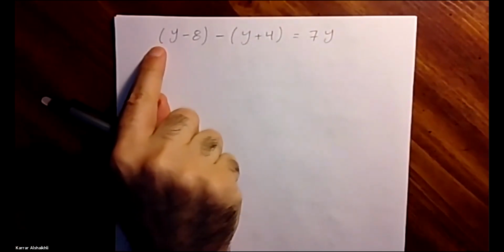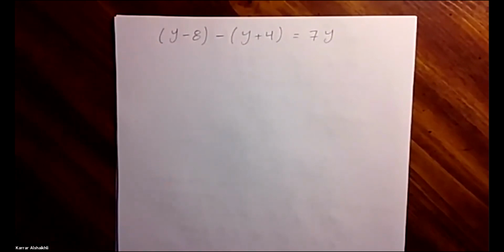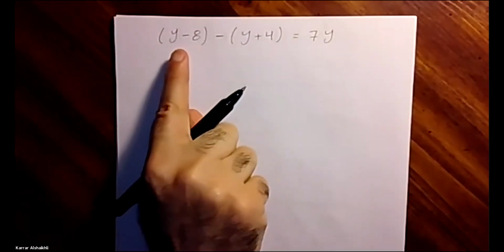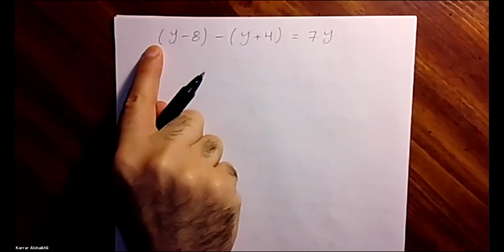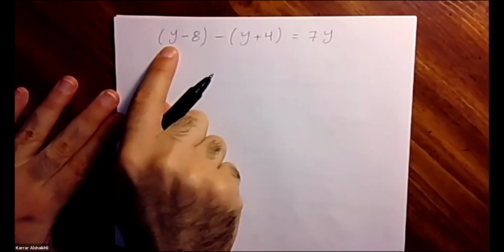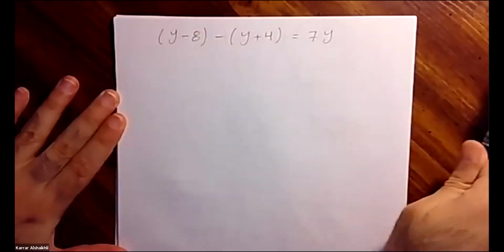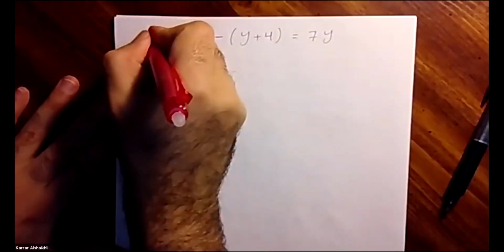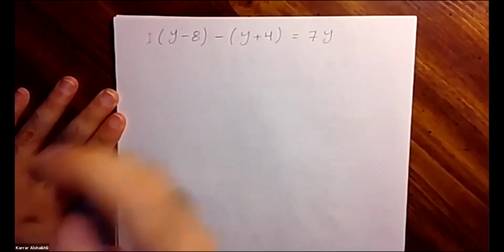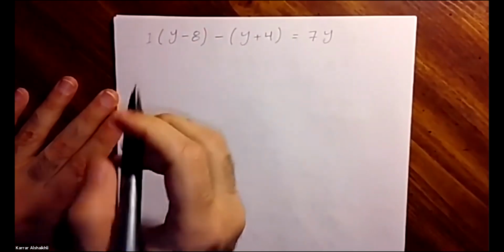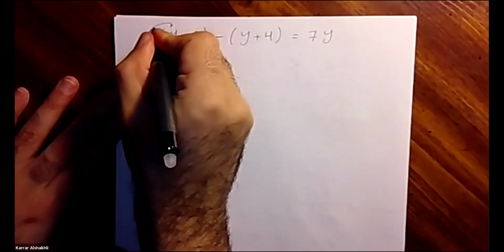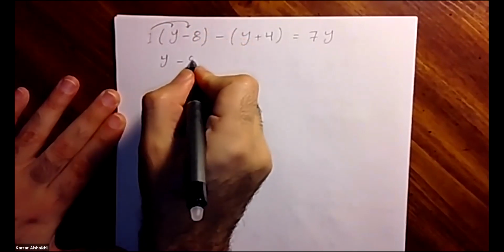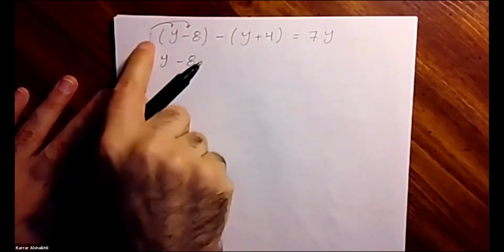Now tell me here. What's the first step? We have to do it on this parentheses. What's the number here? 1. Every time when there is no number, it's 1. 1 times y, we're going to distribute the 1. I'm going to write down an invisible 1 here. 1 times y is going to be y. 1 times negative 8 is going to be negative 8. We've done it for the first parentheses.